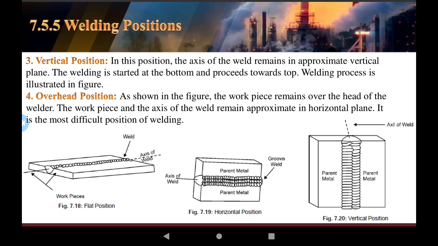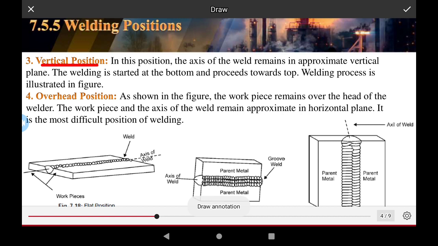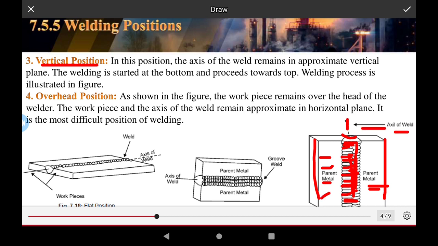The welding position continues. The vertical position: in this position the workpiece is approximately in a vertical plane. The welding is started at the bottom position. This is the workpiece, and the welding operation starts at the bottom of the workpiece and slowly proceeds toward the top position of the welded area. This is the parent material, and this is the axis of the weld, the vertical axis. The welding proceeds from the bottom toward the top, and the welding process is illustrated in the figure.